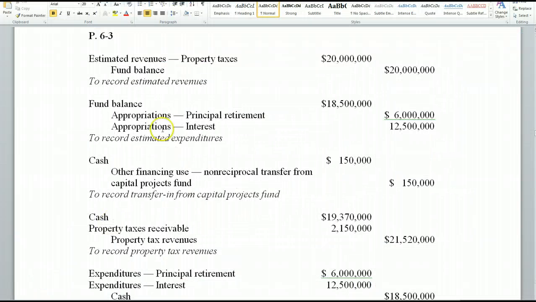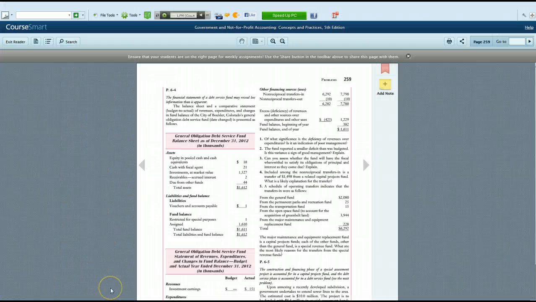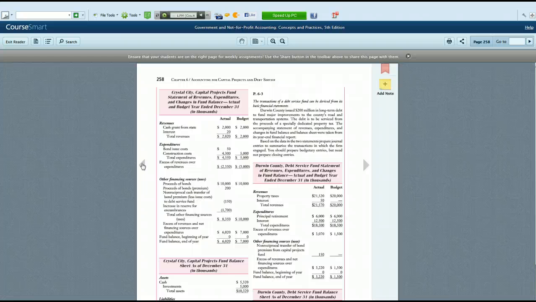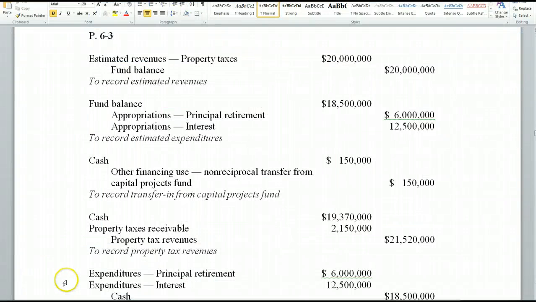So I'm going to show you, based on this information, let me go back to 6.3, that we show the budgeted revenues of $20 million, and then the actual revenues of $21,520 in property taxes, and then $50,000 in interest. And so the first thing we'll do is create those budgetary journal entries where we'll show the estimated revenues for property taxes and credit fund balance.